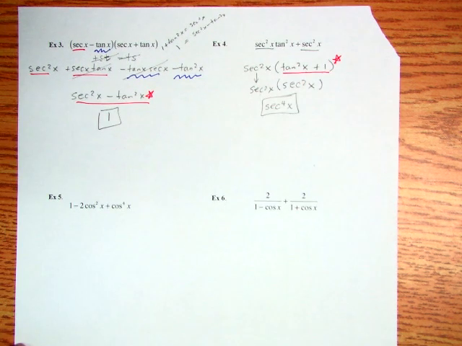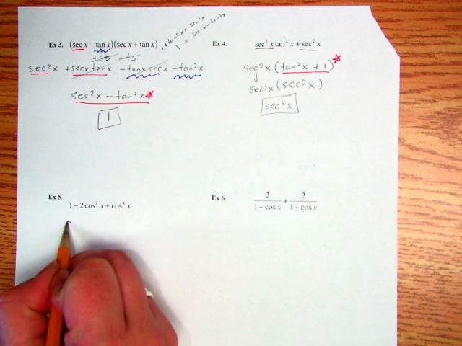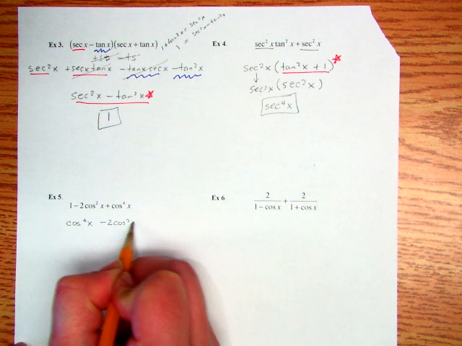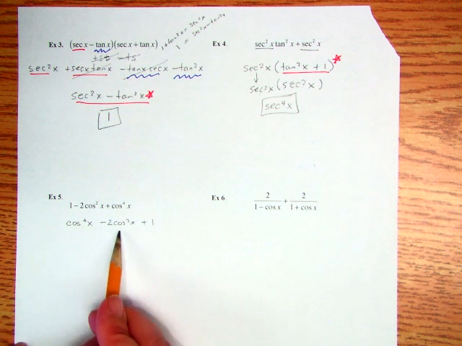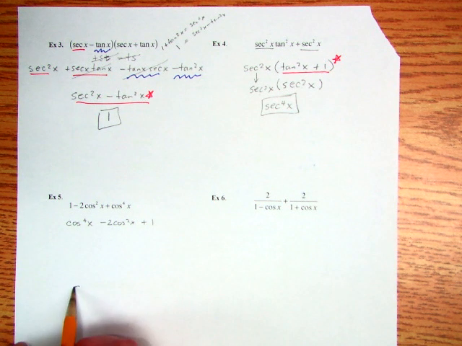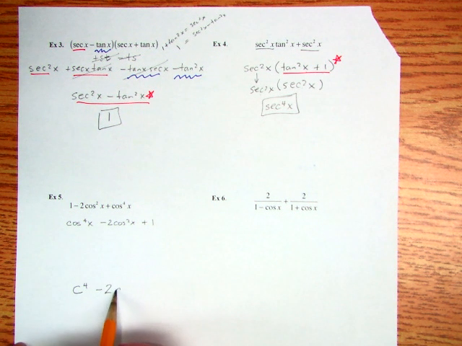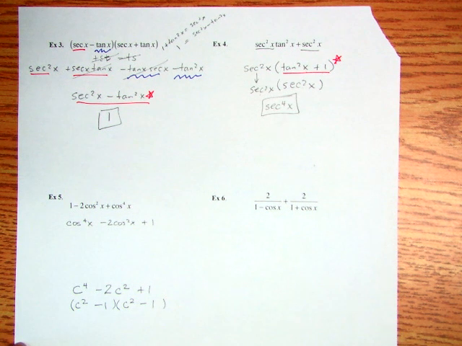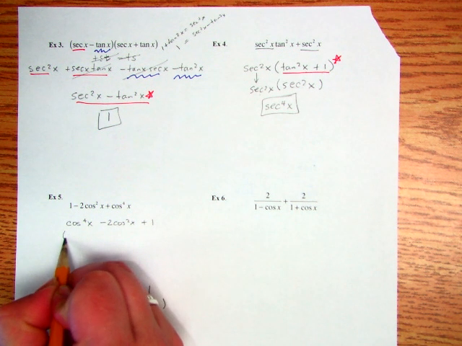Example 5. I'm going to rewrite this in a different order. Cosine to the 4th x minus 2 cosine squared x plus 1. 1, 2, 3 terms. What if instead of having 3 terms with cosines, I wrote it as c to the 4th minus 2c squared plus 1? I'm pretty sure you would know how to factor with that. You would tell me, oh, this would be kind of like binomial factoring: c squared minus 1, minus 1. The difference is, rather than just the letter c, I'm now going to have cosine squared.